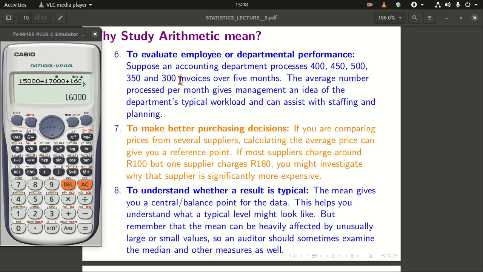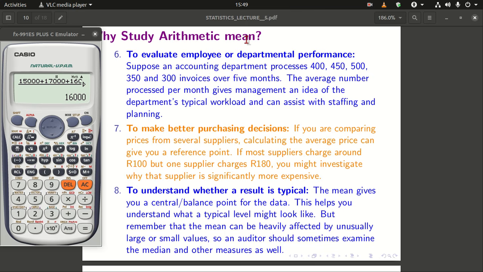So the average is going to tell you that either these invoices are too much for the kind of employees that we have, and you will understand if you should add more. Or maybe these employees always knock off early because we have too many employees for these invoices. So you can end up deciding, okay, let me release some of these employees, or let me add more employees based on this arithmetic mean. That is some of the reasons why I study the arithmetic mean.